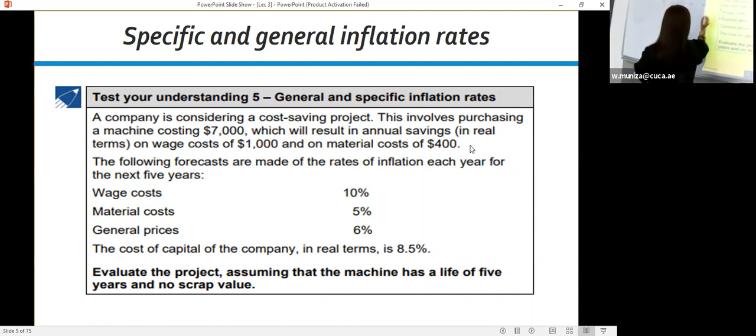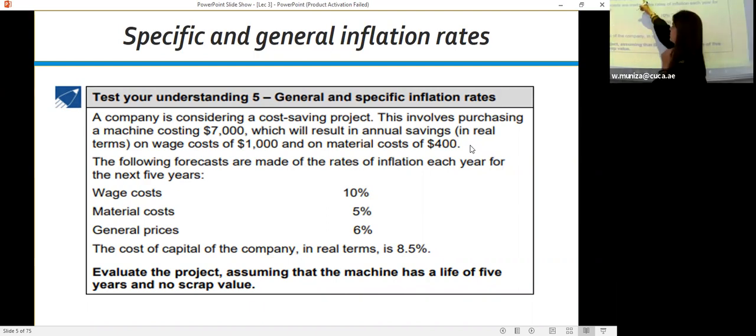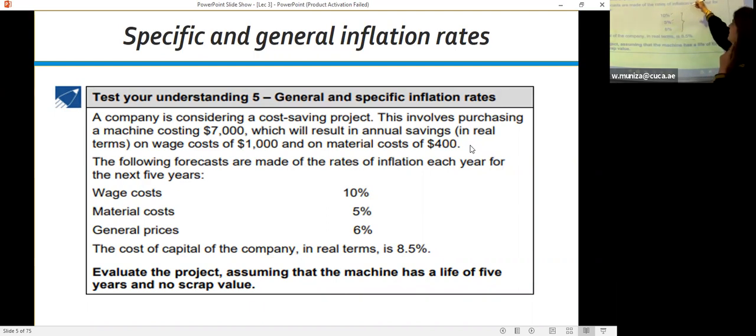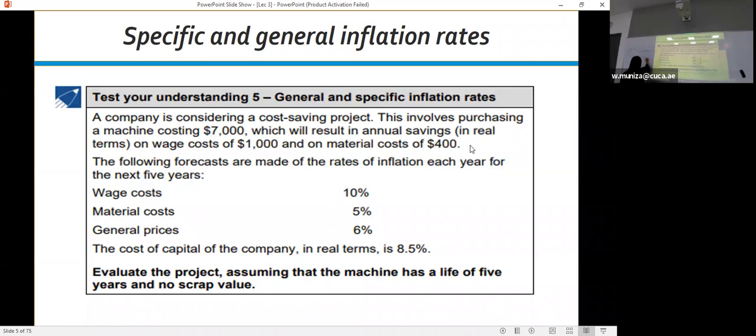Total then? Students, these materials and wages are savings, okay? So they are going to remain positive. Please do consider this line, which will result in the annual savings. These are savings. So this is going to remain 7,000. And this one, 1520. This one, 1651. Then 1794.